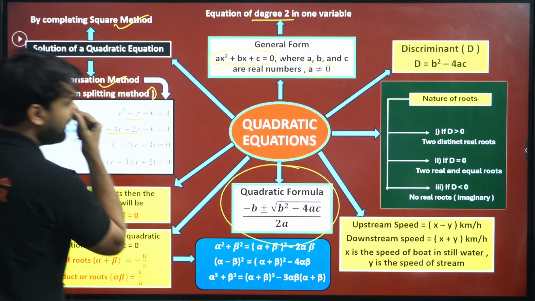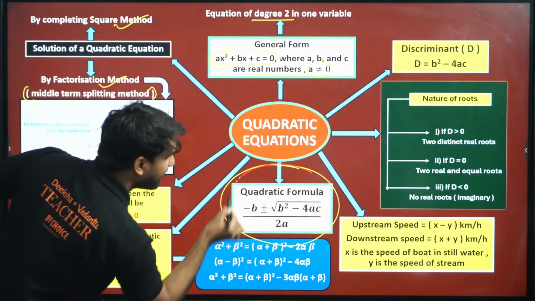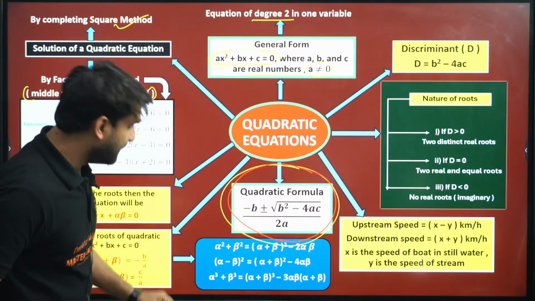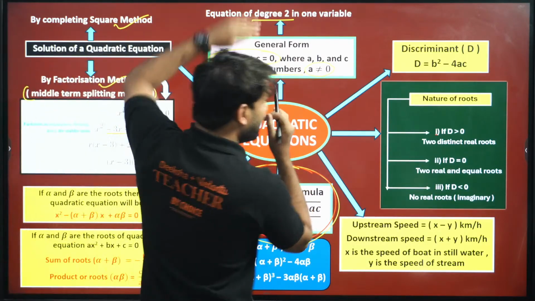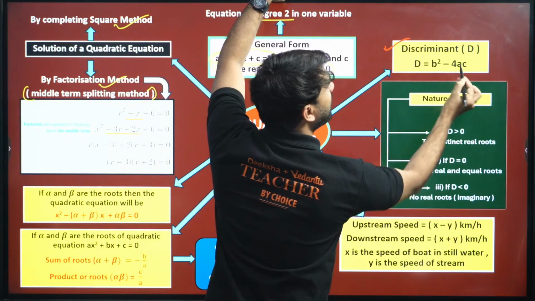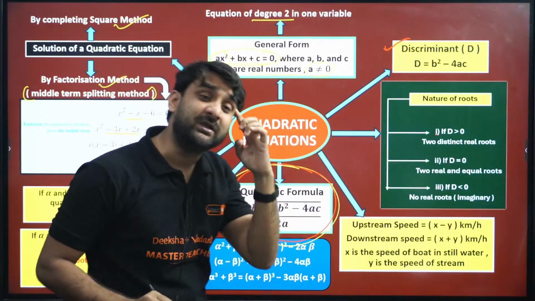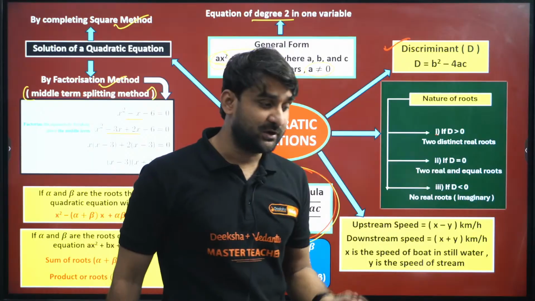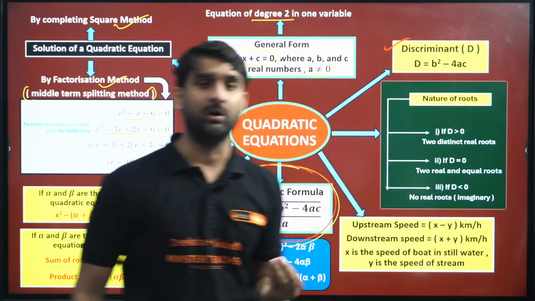So you can use the direct quadratic formula to find the roots of any quadratic equation. Now, one important thing: this is called the discriminant. Discriminant D equals b square minus 4ac. Now you might be thinking, what is the discriminant? What is the use of the discriminant? So my dear lovely kids, the discriminant plays a very important role.